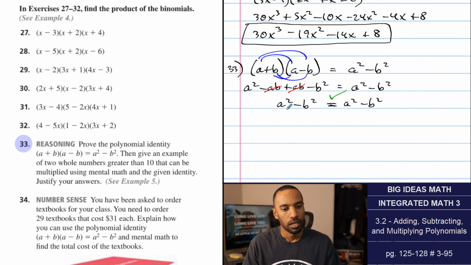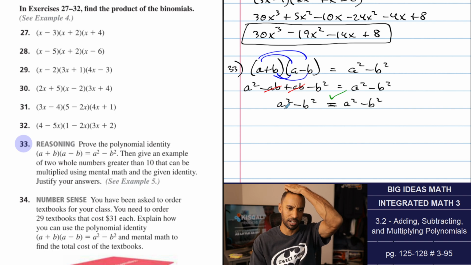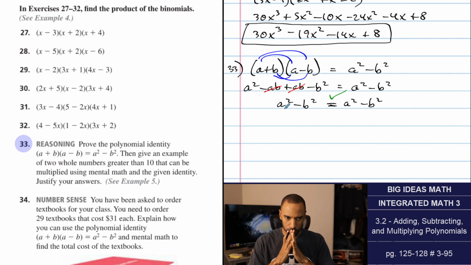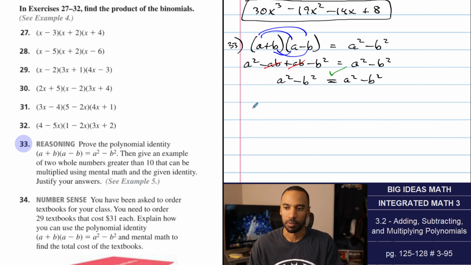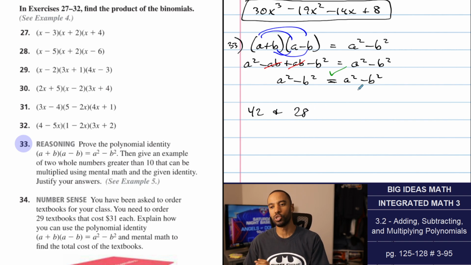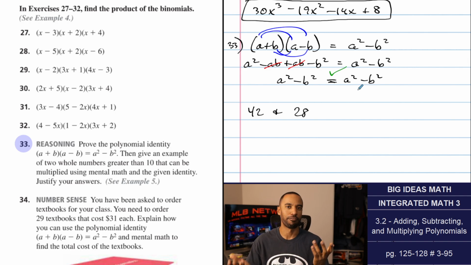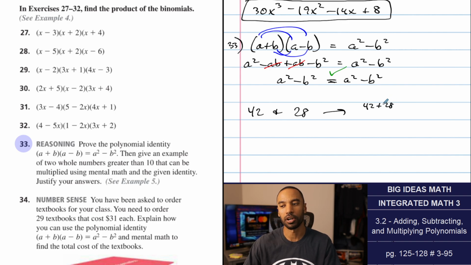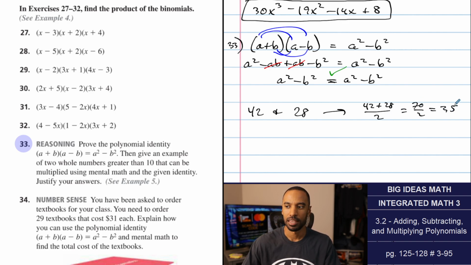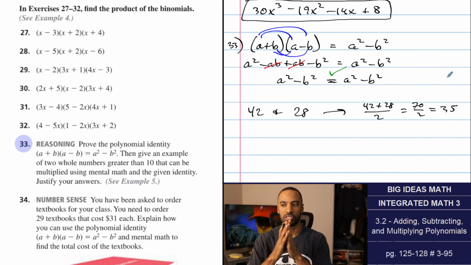Now they said, give an example of two whole numbers greater than 10 that can be multiplied using mental math in the given identity. So, let's make something up. Let's do 42 and 28. What you need to do with these is find out how far they are apart from each other, like average them. You can either average these numbers or find half the distance between them. 42 plus 28 divided by 2 is 70 over 2, which is 35. That means 35 is the middle value of these, and it's 7 apart from each of them.